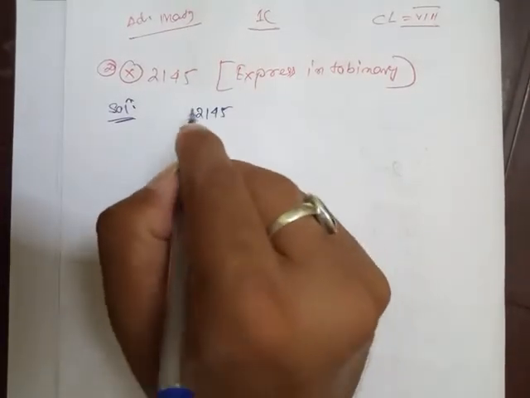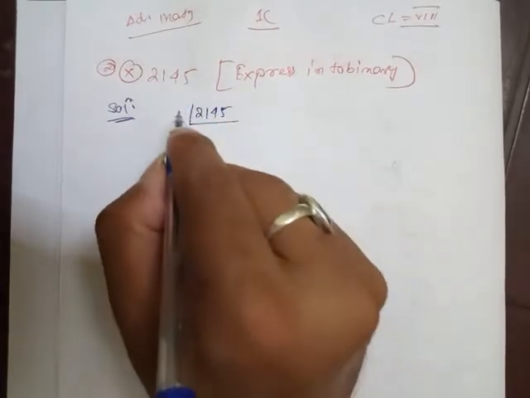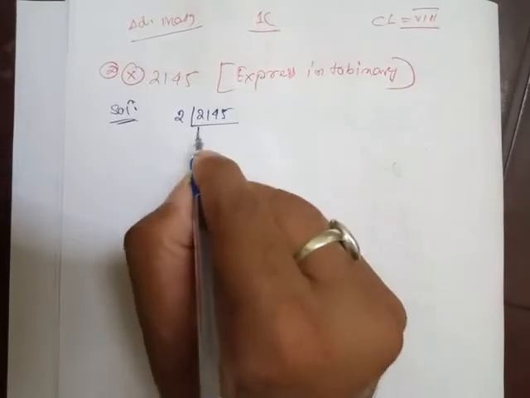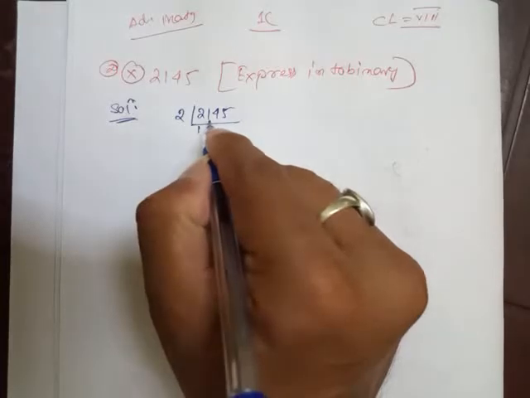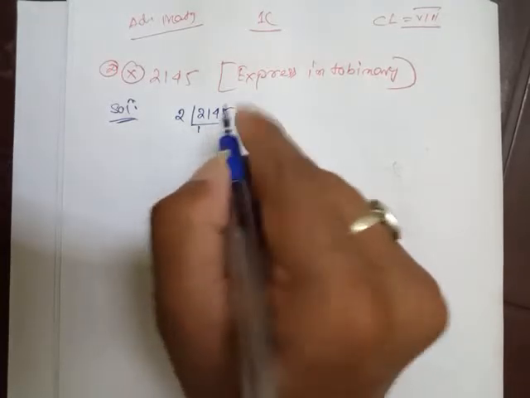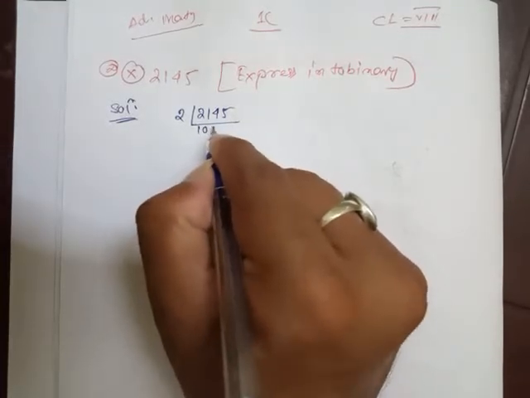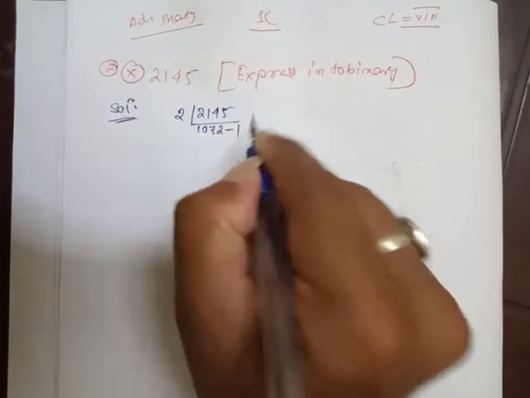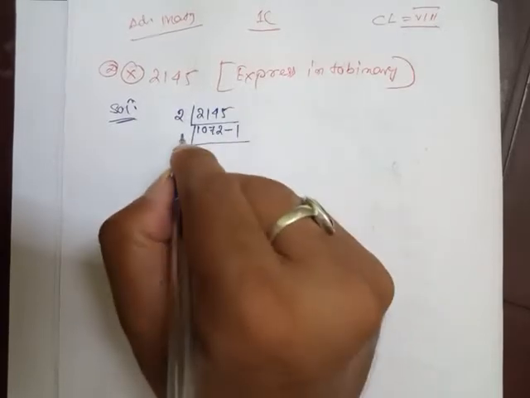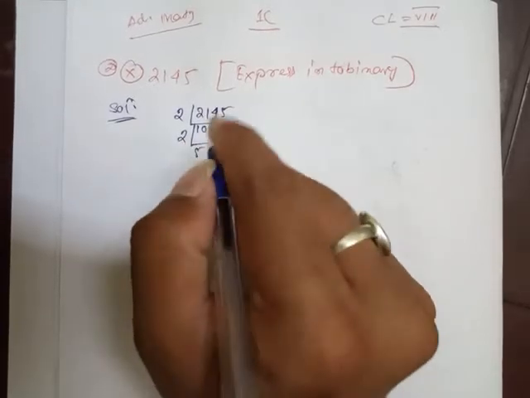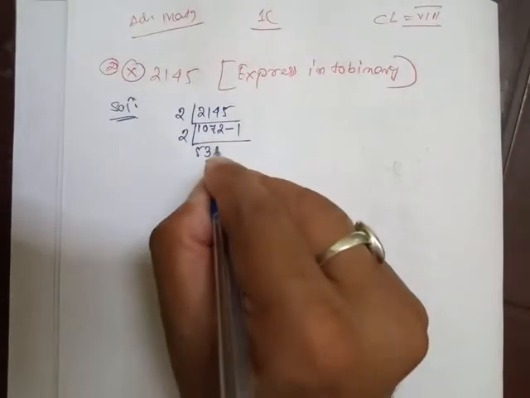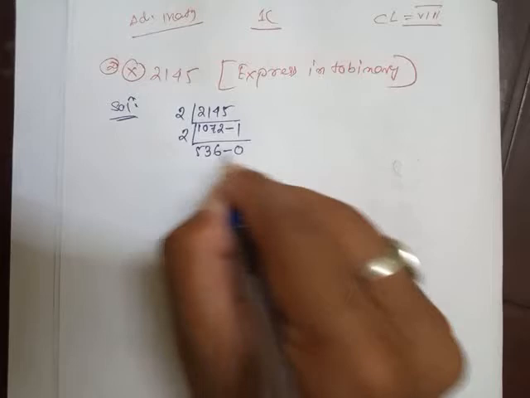First I will write 2145, then this will go for the division with 2 only, because the base of binary is 2. Similar to the way I did in the last video. 2 1s are 2, then 1 will not be divisible by 2, so we'll put here 0. Then 7 2s are 14, and 2 2s are 4, remainder is 1 only. Now this will again be divided by 2 only, 5 2s are 10, 3 2s are 6, 7 minus 6 is 1, then 12, 6 2s are 12, remainder is 0.